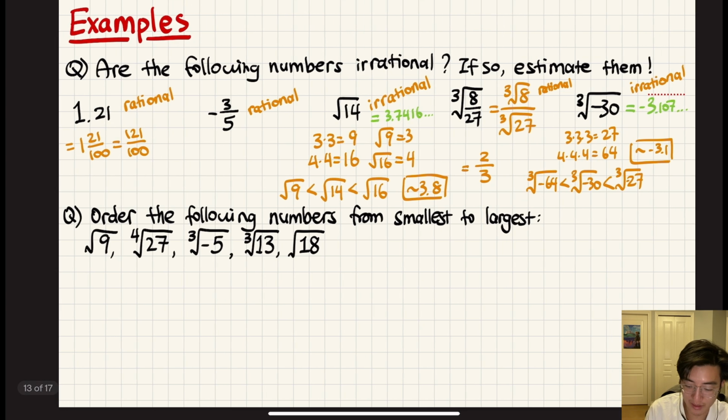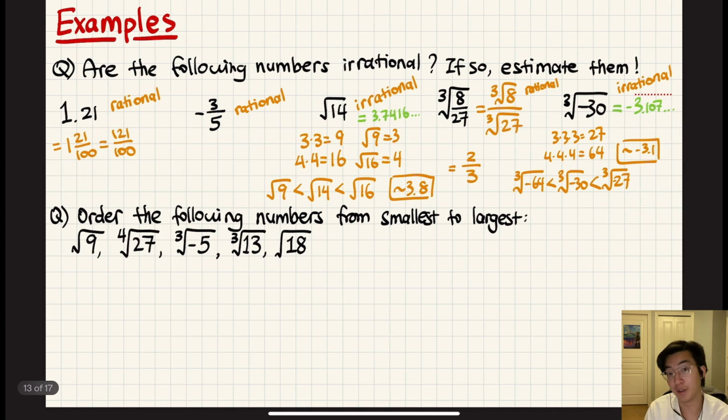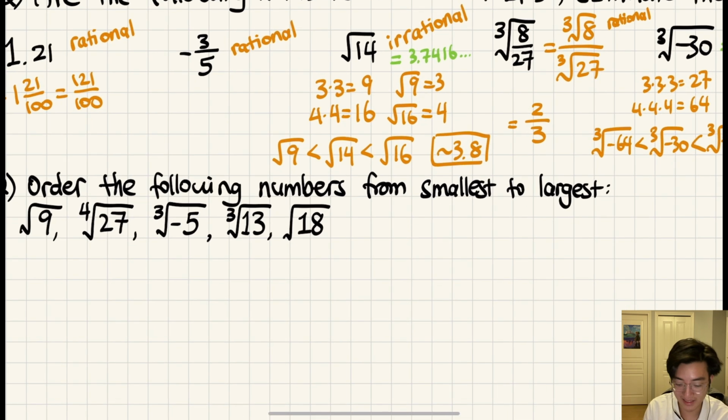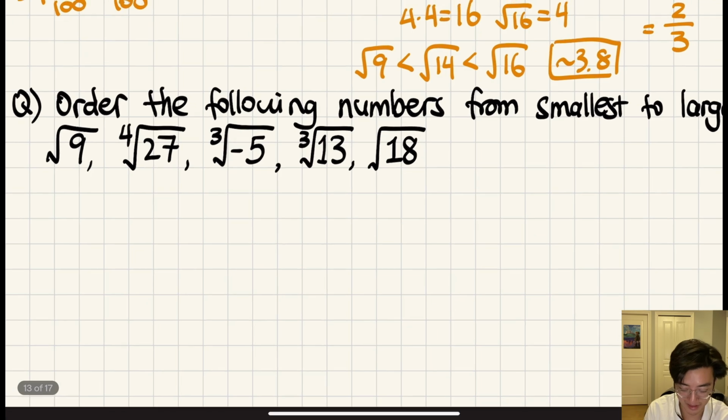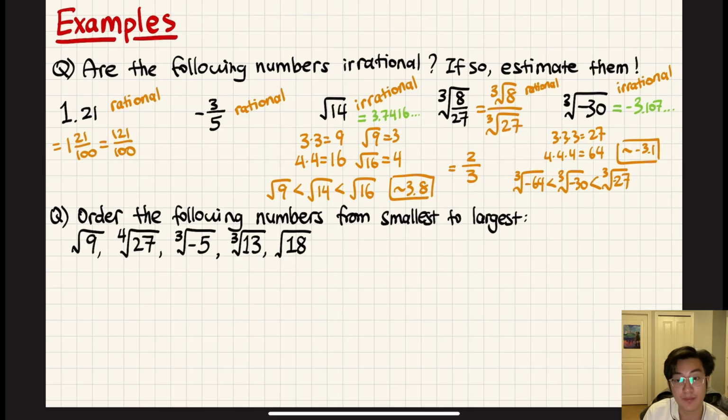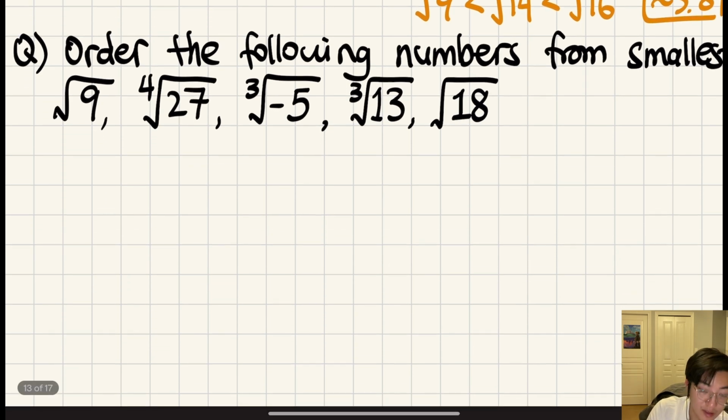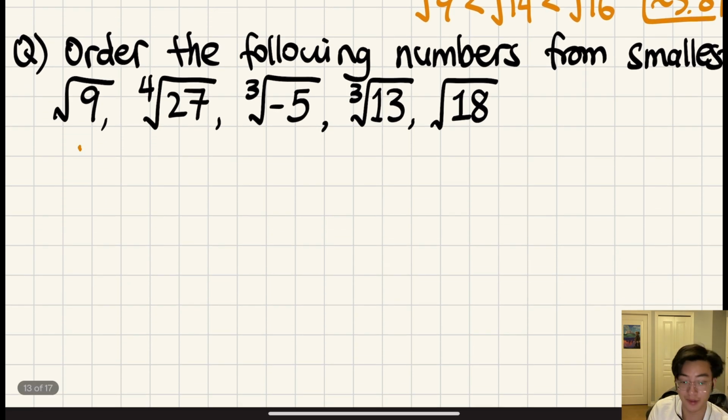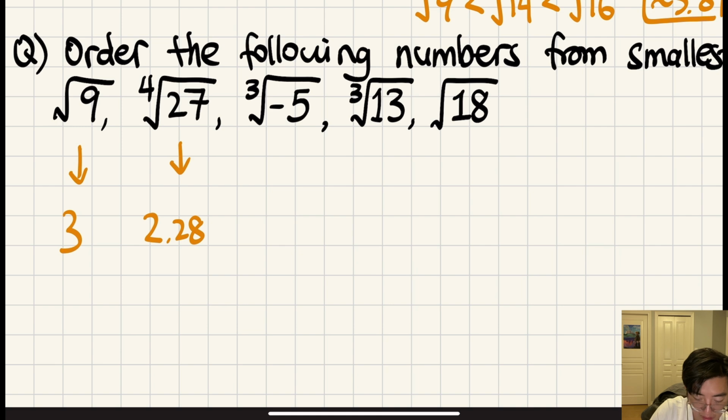Okay, so now with those estimation skills we went over today and our last lesson, let's try to order those numbers from smallest to largest. So right off the bat, we can just punch everything into a calculator and see their exact values. Okay, so the square root of 9, we know is just 3 times 3. So that's just 3. Okay, next we have the fourth root of 27, which is 2.28, just rounded. Our next one, we honestly don't really need to use a calculator for this because we know it's a negative number, right?